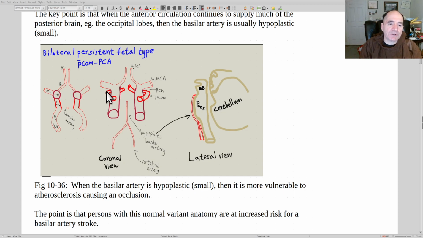if you've got bilateral persistent fetal, big PCOMs, and a hypoplastic basilar, the basilar runs right on the front surface of the brainstem, right on the front surface of the pons, and you'll have a tendency to form some atherosclerosis on the posterior wall.